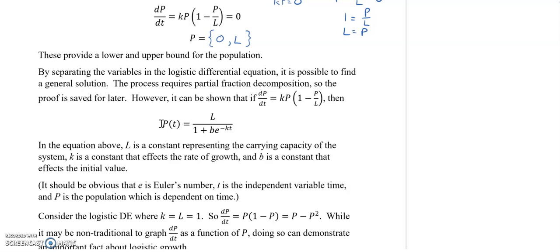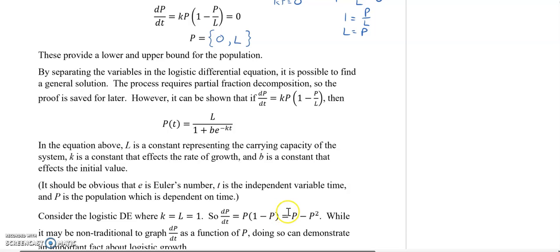Alrighty, so one more thing to consider before I jump into a few examples in the next video is I want to try to convince you of this fact that the rate of growth is going to reach a maximum halfway between 0 and the carrying capacity, exactly halfway between 0 and L. And to do that, we're going to consider a simple differential equation where K and L are both equal to 1. So if I replace K with 1 and I replace L with 1, I get this simple logistic differential equation, P minus P squared.